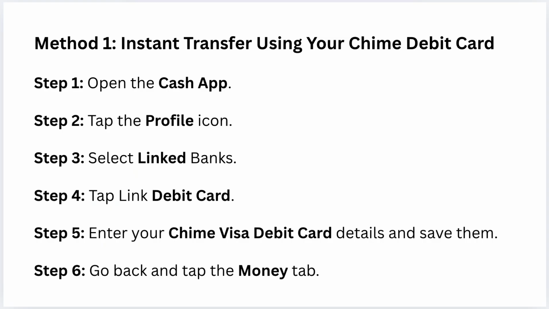Open the Cash App, then tap the profile icon. Select Linked Bank. Then tap Link Debit Card, then enter your Chime Visa debit card details and save them.